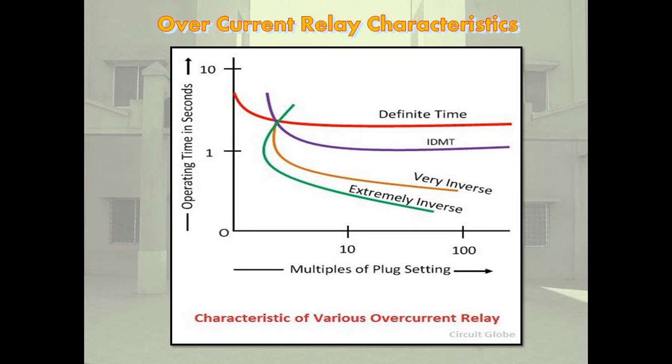Okay, now overcurrent relay characteristics. An overcurrent relay is a protective relay which operates when the load current exceeds a preset or pre-specified value. The value of preset current above which the relay operates is known as its pickup value. An overcurrent relay is used for the protection of distribution lines, large motors, and power equipment.